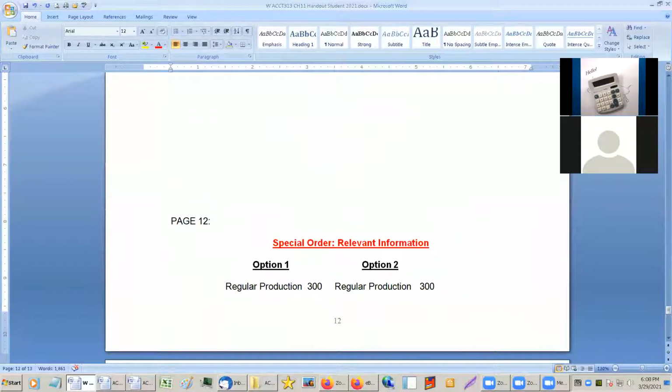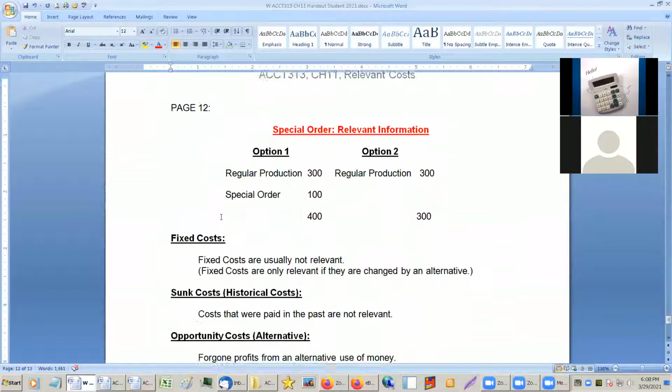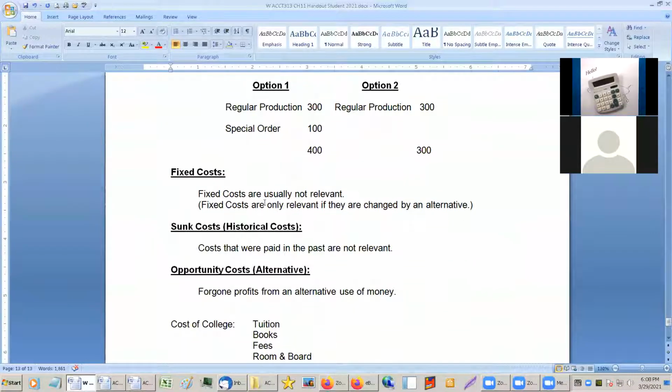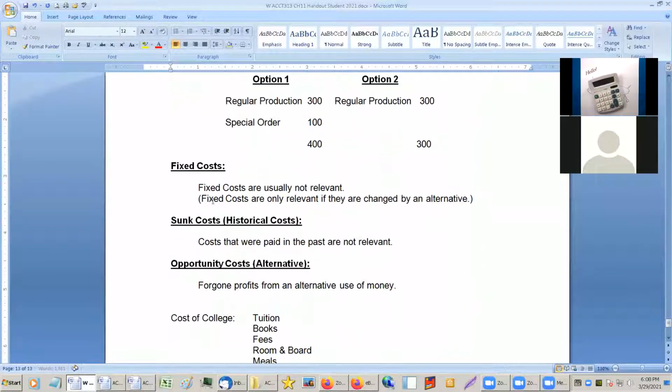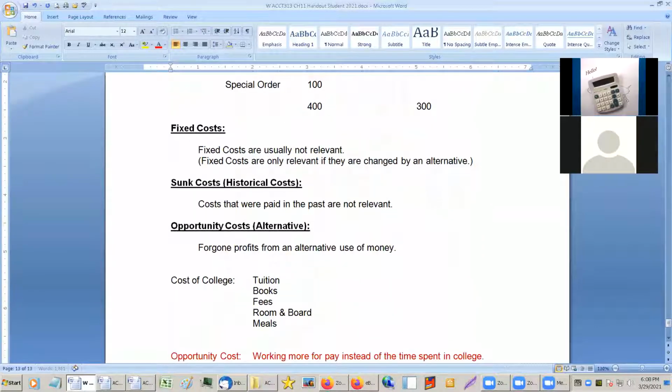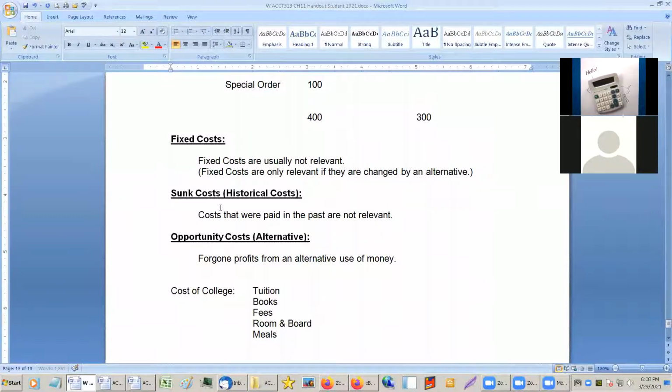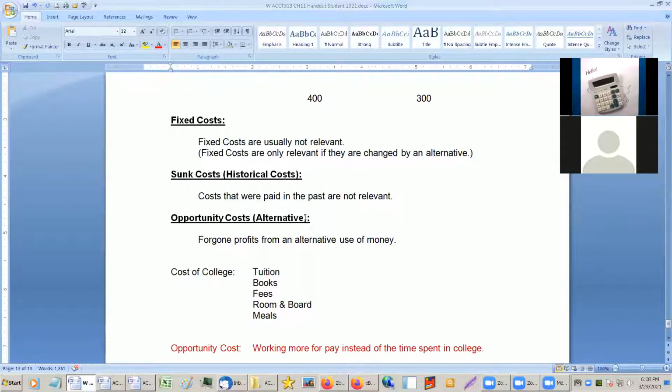Okay, so this would be your page 12. We did this, I think, the first day of class. We're talking about relevant costs, and I just want to go over this because these are kind of more directly related to what we're going to do today. We talk about fixed costs: unless they change, they're not relevant. So they have to change to be relevant. General rule, if the fixed costs don't change, if they stay fixed, they're not relevant.